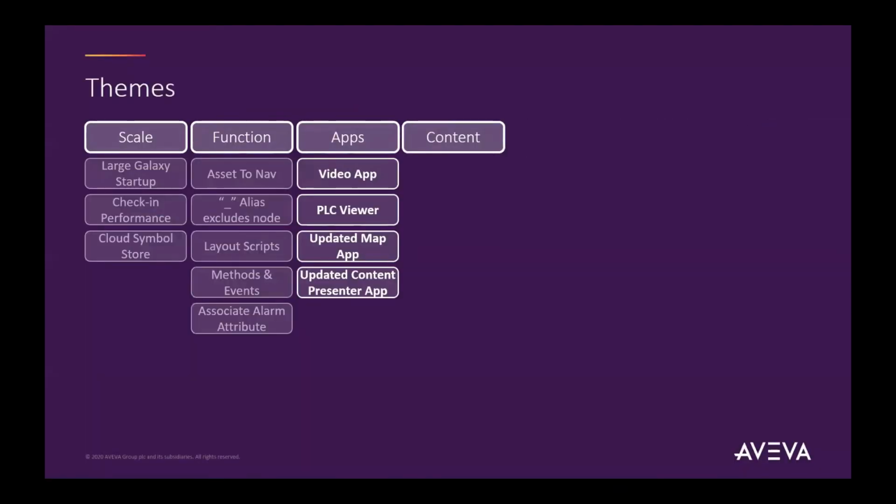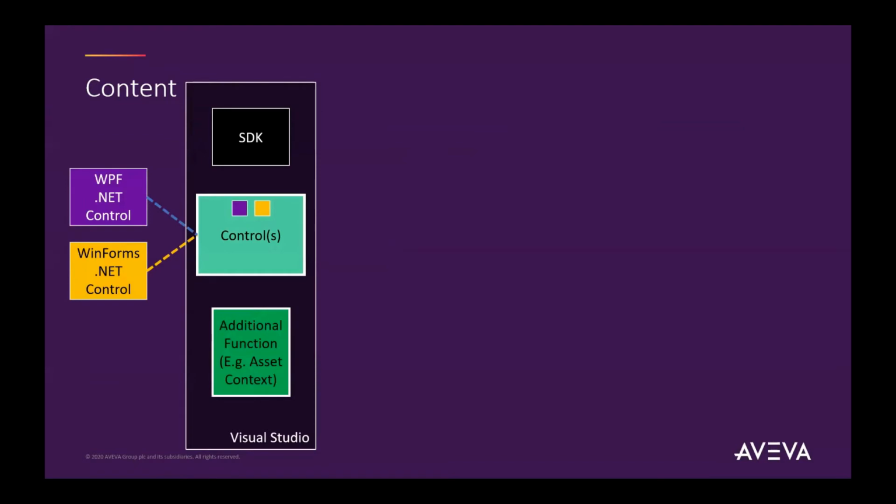Let's talk a little bit more about content. I showed you some of the out-of-the-box content and how we use them, but you can also build your own content. To do that, you need Visual Studio. We have an SDK. You can put any controls in there. You can put some .NET WPF or .NET WinForms controls on there, and you can add some functionality. Now, typically in an app, that functionality is the capability to understand what is the current asset and to change the controls to show you what's happening with a specific asset at any point in time.